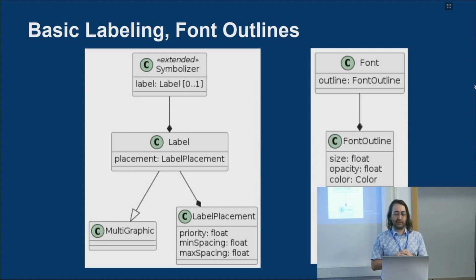So basically you have a label which is very similar to the marker in that the label is also a multi-graphic that can contain multiple primitives, and basically they will all get placed together as one entity. And the extra property you have here is the label placement, which at the moment only contains priority, min spacing, and max spacing, but an extension in the future could add more control over the label placement. And another related requirements class is font outline, so you can make the text readable on any map background, so you can specify a size, opacity, and color for the font outline.